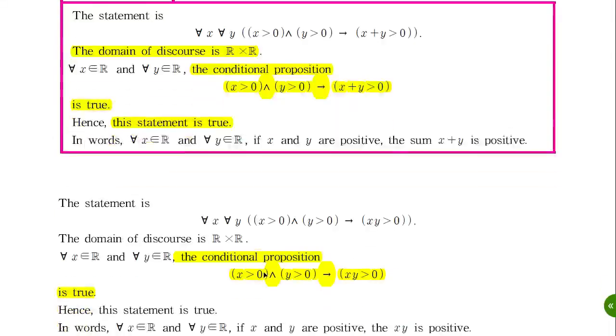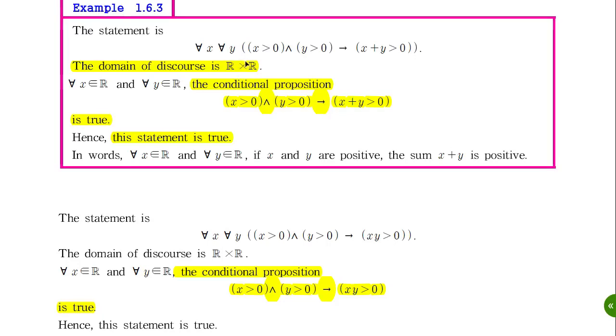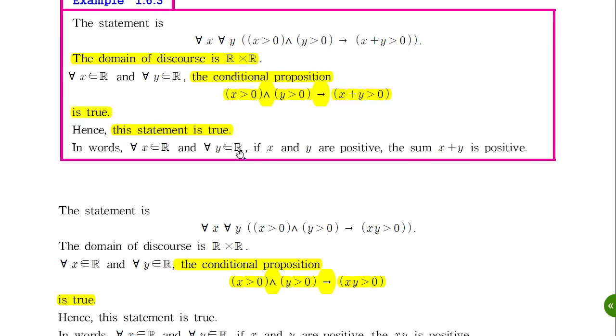Okay? And the domain of discourse here. For all x, for all y, and this implies this. Okay, the domain of discourse is real cross real. The conditional proposition, this is true. Hence, the statement is true. In words, for all x and for all y, if x is positive and y is positive, then x plus y is positive. The sum is positive. That's true. Always. So, for all x and for all y, this statement is true.